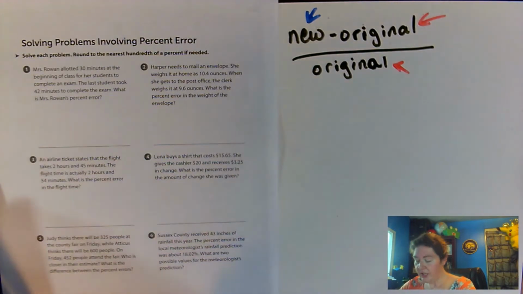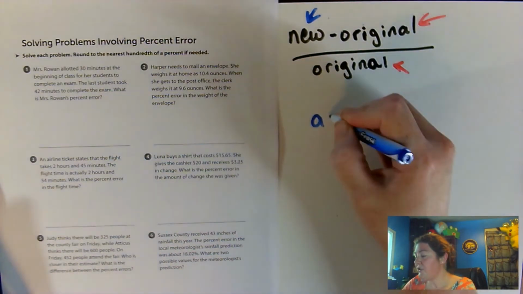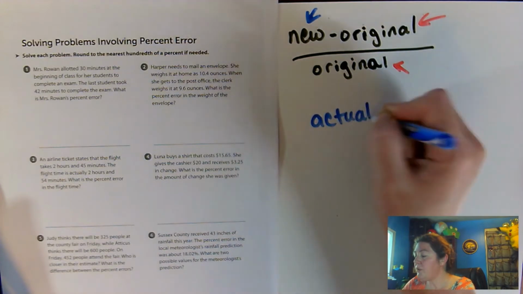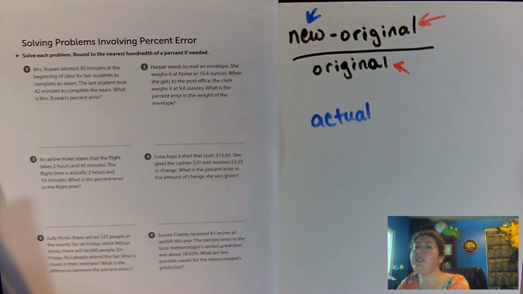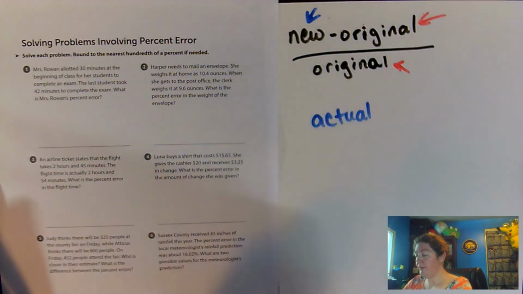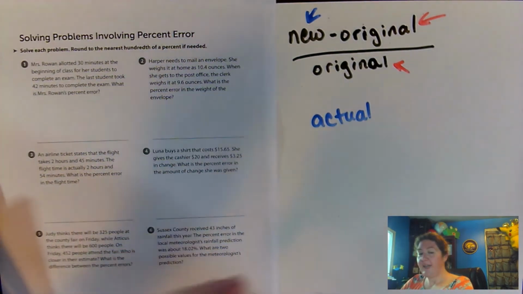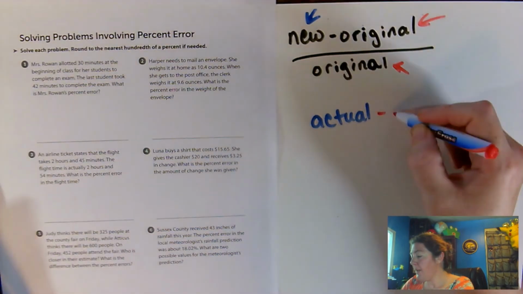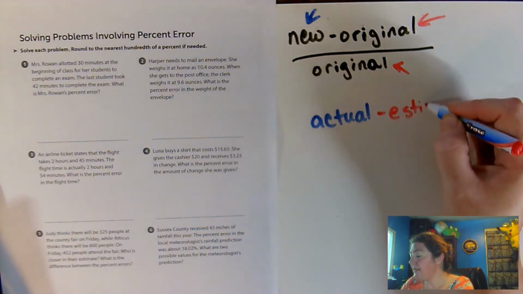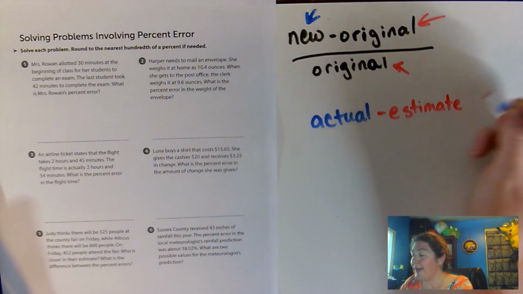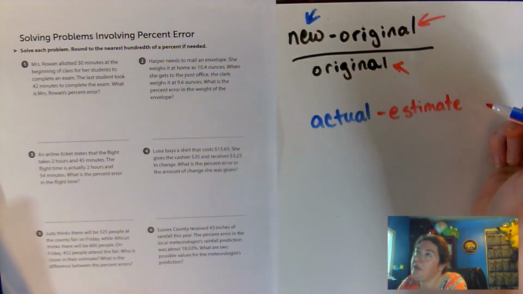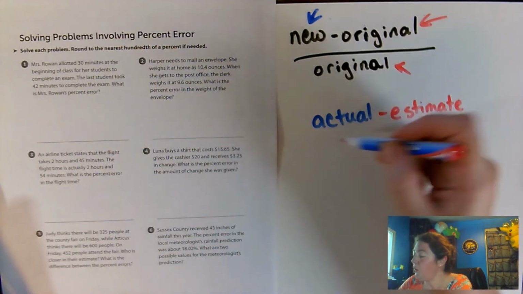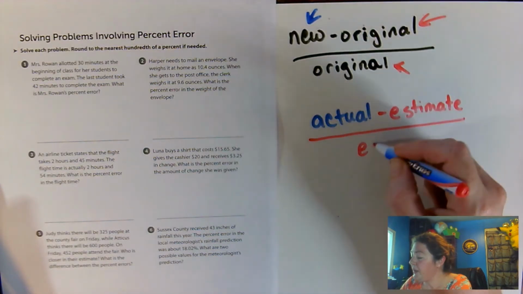We're going to change this to say actual. Actual meaning when I finally did something, that's how much it really was. It actually was that amount, minus my estimate. Estimate is when I'm looking at doing something, this is what I think it's going to be. Not sure, but I think. And we're going to divide by the estimate.